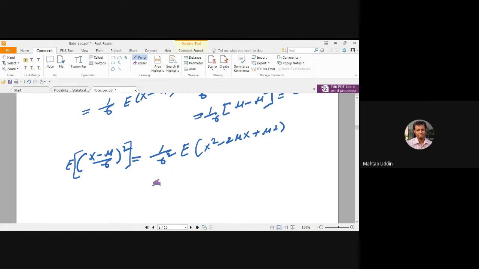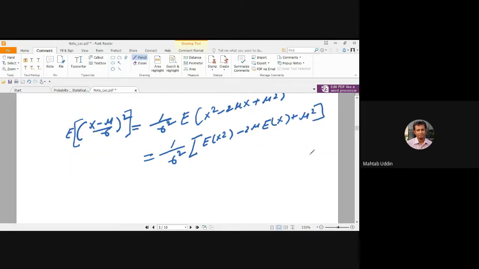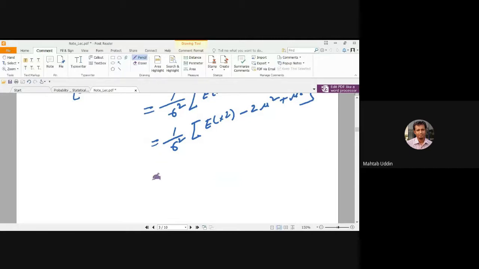Then you will see 1 by sigma square times the expectation of x square minus 2 mu expectation of x plus mu square. So 1 by sigma square times the expectation of x square, minus 2 mu square plus mu square. Then we'll find 1 by sigma square times the expectation of x square minus mu square.